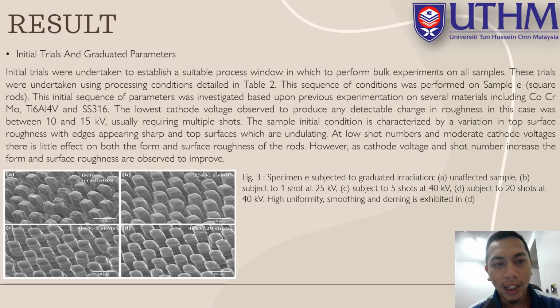The results: initial trials and graduated parameters. Initial trials were undertaken to establish a suitable process window in which to perform bulk experiments on all samples. These trials were undertaken using the processing conditions detailed in Table 2. This sequence of conditions was performed on sample square roots.